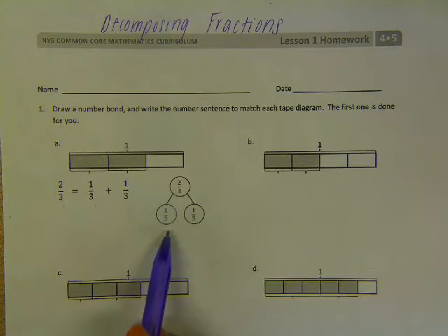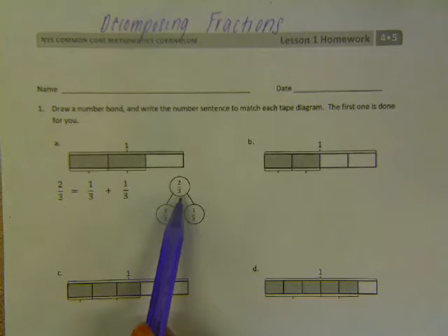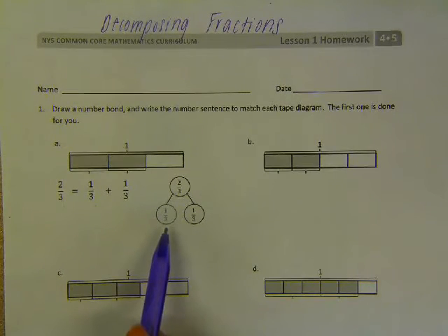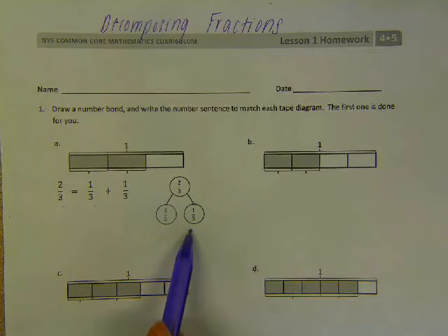When you create a number bond, the total always goes in the top bubble. In this case, the total is 2/3. The parts of the addition sentence go in the bottom bubbles. So in this case, 1/3 and 1/3.